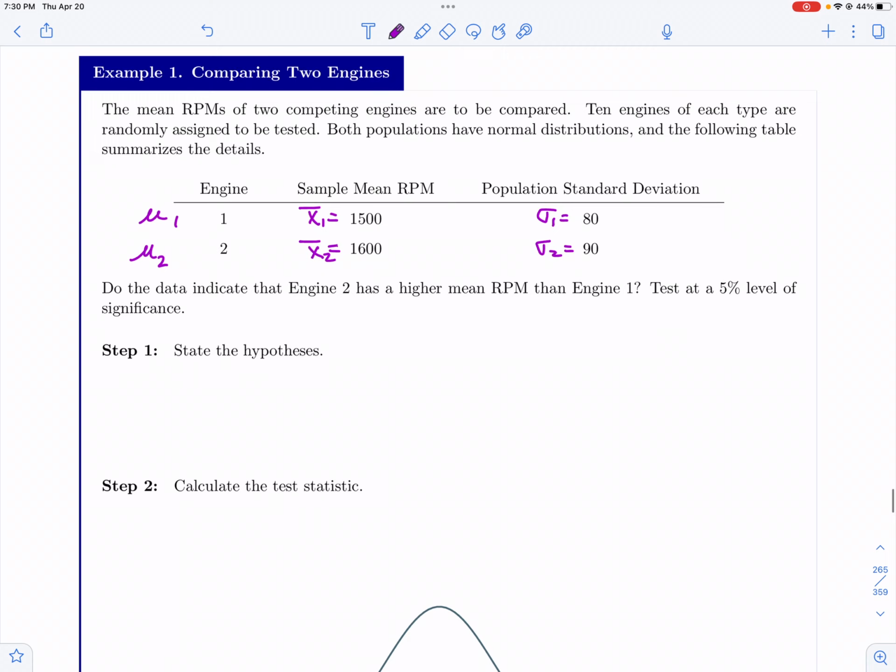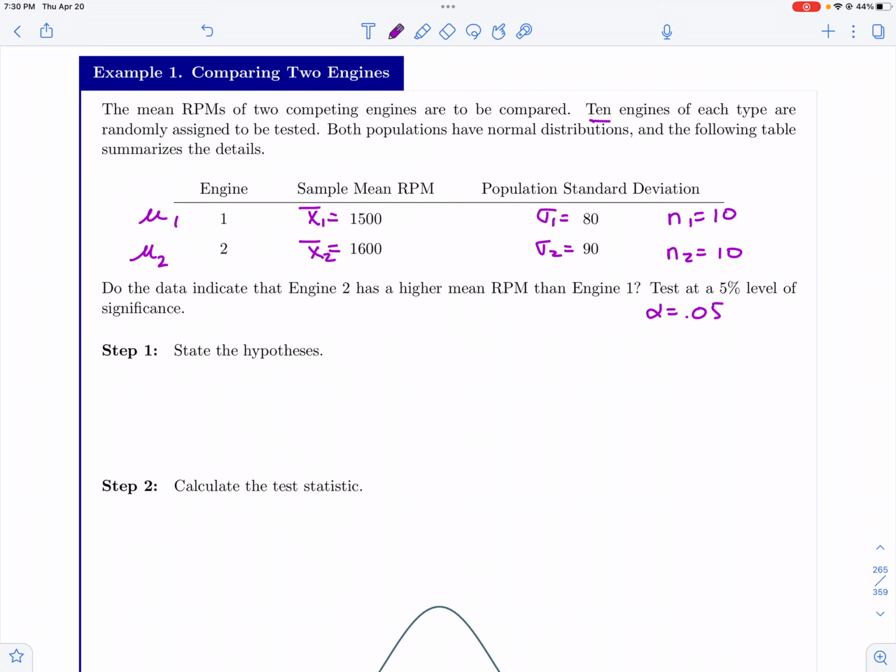All right, and so for this one, we are testing them at the 5% confidence level, so that's also going to be our alpha for this case. So our alpha is 0.05. And then in the very beginning, they talked about 10 engines of each type were looked at. So in this case, we've got n1 is going to be 10 and n2 is going to be 10. Now, they don't always have to be the same. The sample sizes can be totally different for these. This one just happens to be the same, but that's not necessarily true.